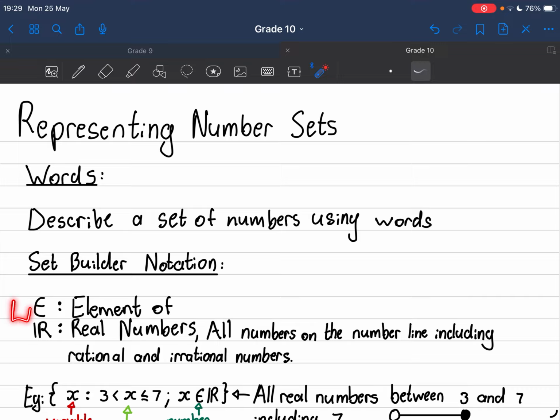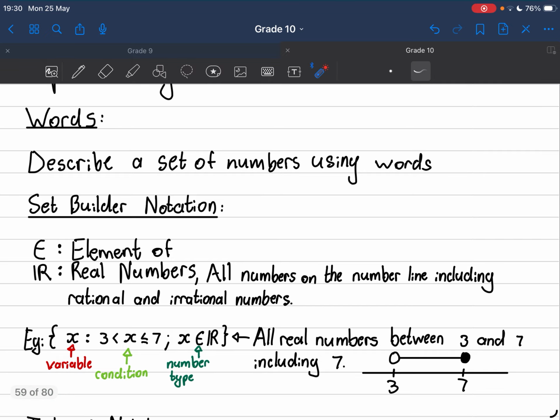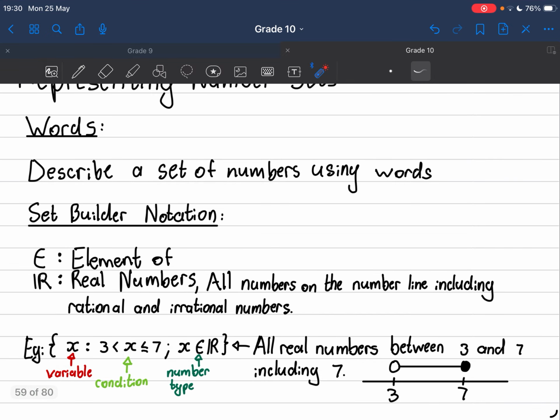So if you said x is an element of R, it means x belongs to the set of real numbers. X could be any real number from negative infinity to infinity, which could include negative 3,000, positive 7 million, negative 3.5, the square root of 14, the square root of 3, anything that is a real number, whether it's rational or irrational.